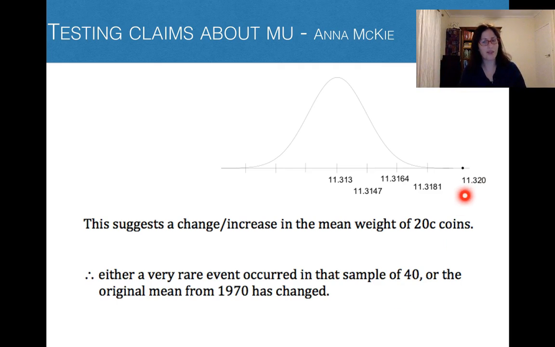So what I mean by that is to get that average of 11.32 grams, imagine all the coins in there. You had 40 coins. Each of their weights would have to each be above average to end up with the whole average being that far away from the previous mean. So that is possible, or it implies that that is an accurate sample of the current coins in circulation to imply that the mean perhaps has increased, the mean weight has increased on those coins.